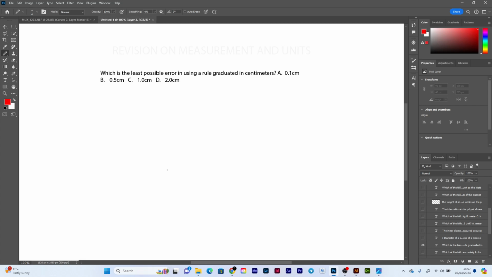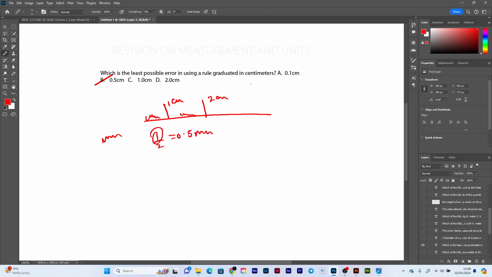The least graduated unit divided by 2. So the graduated unit is in centimeter, right? That means you say 1 centimeter divided by 2, which is going to give you 0.5 centimeter. Do you understand that now? Normally, when you have a meter rule with 1 centimeter, and there are other small divisions, then 2 centimeter, what this simply means is that the rule is graduated in millimeter. Am I making sense? So the least possible error here is going to be 1 millimeter divided by 2, and that will be 0.5 millimeter.